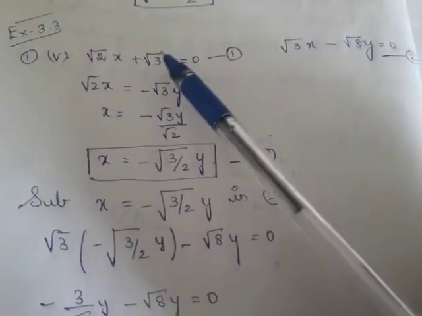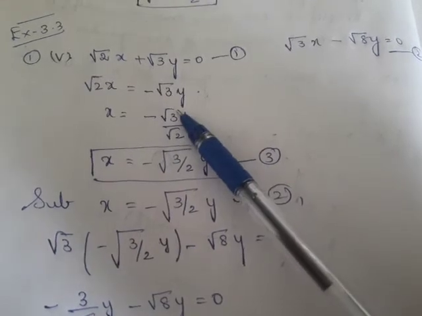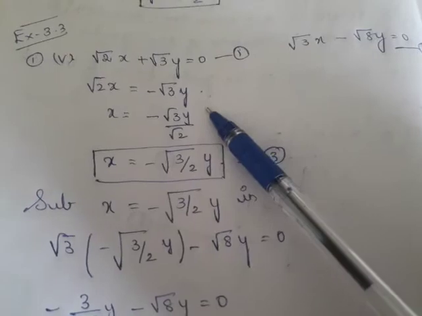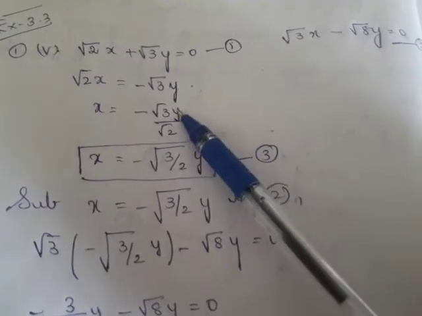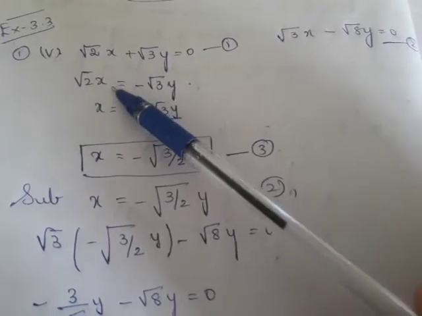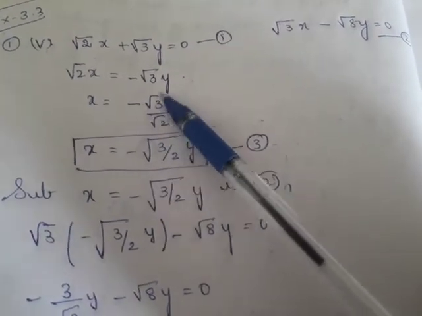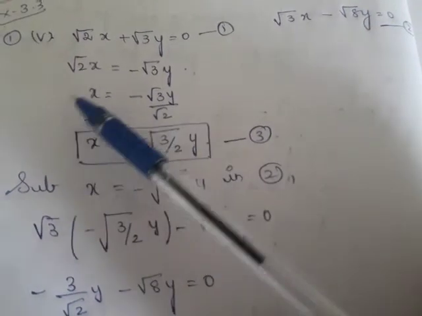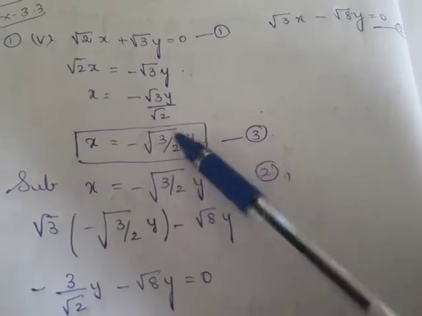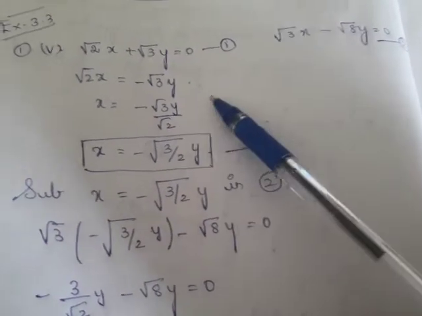Root 2 x is equals to, bring this root 3 y to the other side, minus root 3 y. I am going to write the value for x in terms of y. Again, for your convenience, you can write any variable in terms of the other. So if I want x, bring this root 2 to the other side. What will happen? Minus root 3 by root 2 y. So this is the value of x. Root 3 by root 2 I have written under one square root. If you feel this is convenient, okay, keep it as such, no problem.